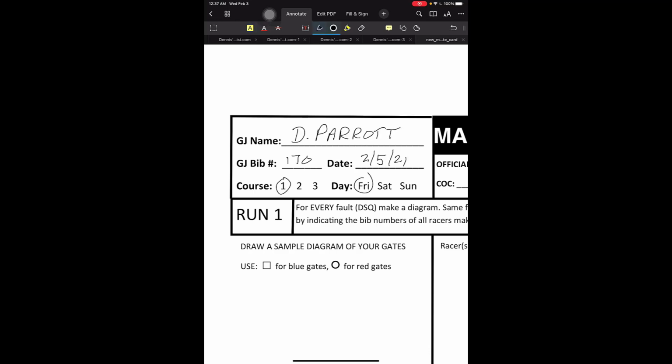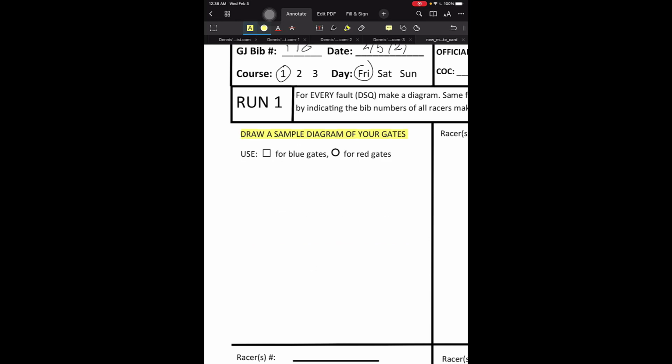The next thing is that the gate judge needs to draw a reference diagram of the gates that they are observing. If you take a good look at the card, you'll see in the upper left-hand corner of this card that there is a space to draw a sample diagram of your gates. This is where that goes. Here's what would happen if I were gate judging a simple sequence that looked like this. Simple little offset goes into a hairpin.